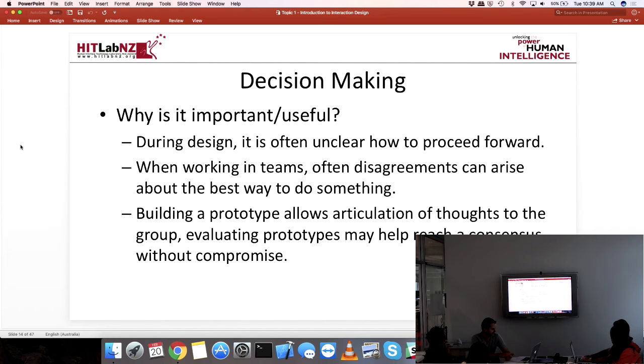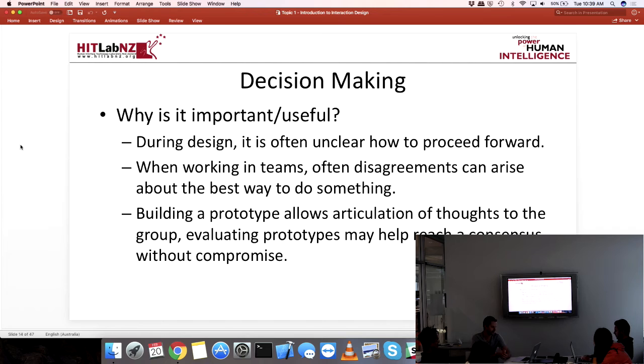So, prototyping for decision making. Sometimes it's unclear how to proceed forward. There's a good chance you guys will figure this out in your group meetings, that you end up with two people with ideas that they both want to pursue, and ultimately somebody's going to make the decision. Often the easiest way to do that is just have both people very quickly, roughly prototype their ideas so everyone can get an idea of what's going on in their head.